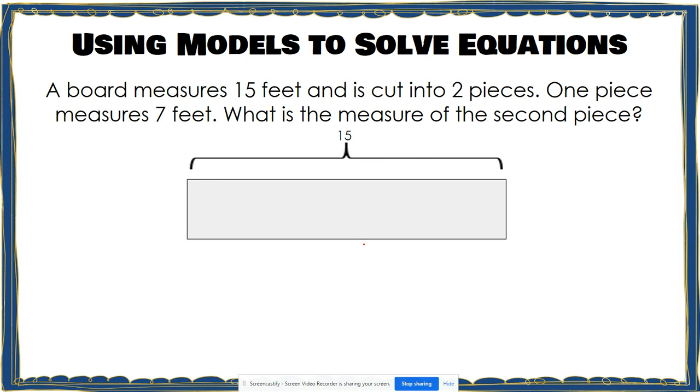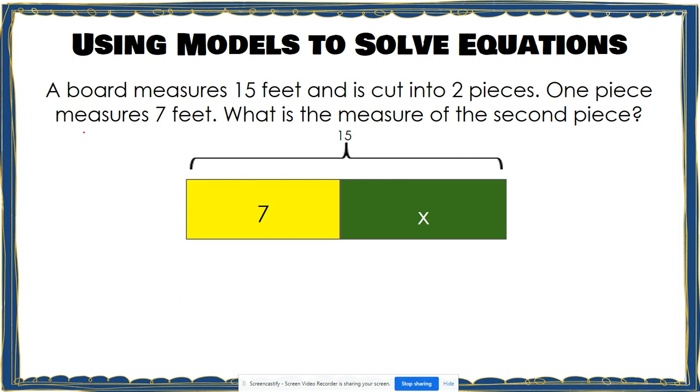Then I know that it is cut into 2 pieces. One of those pieces measures 7 feet, and then the other piece is the measure that we don't know. So we're going to use the variable x to represent that unknown value. Now, if I need to get x by itself, I would need to get rid of 7.